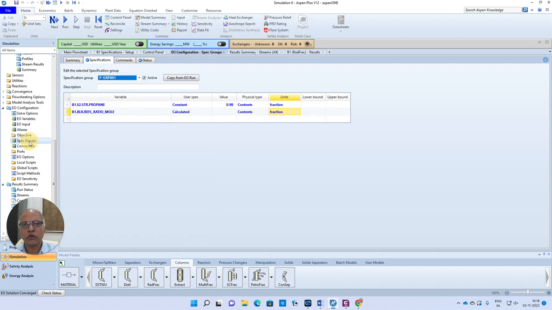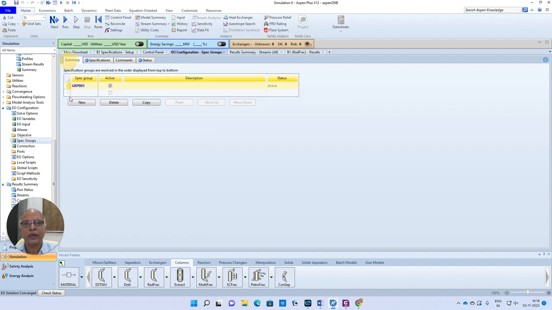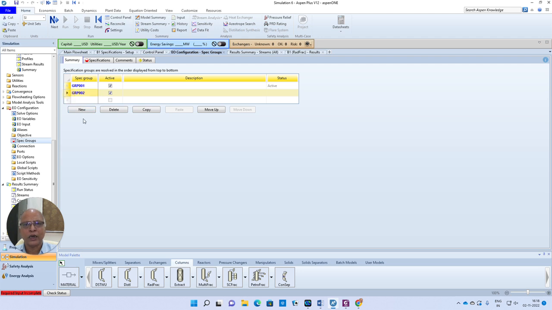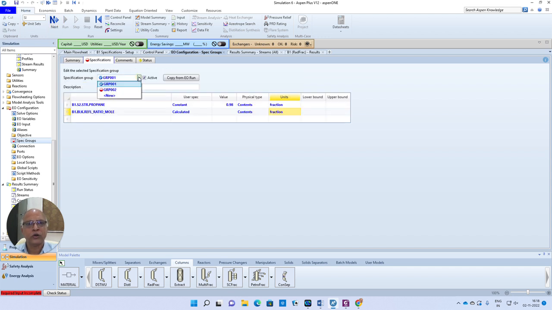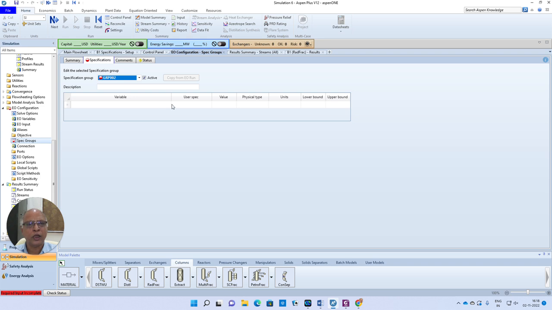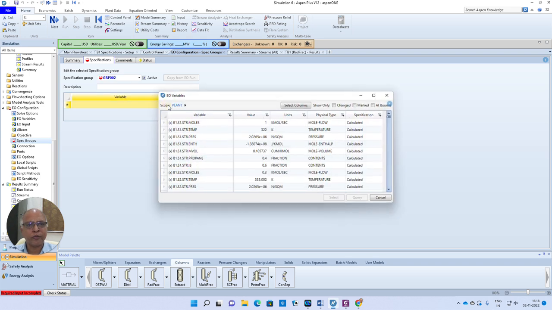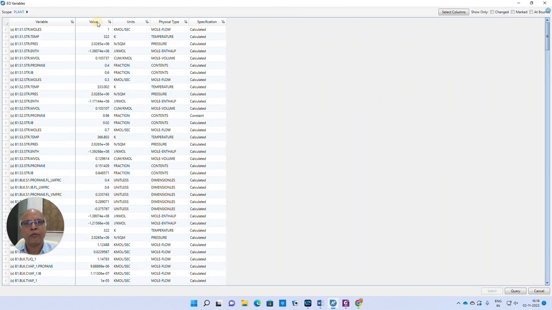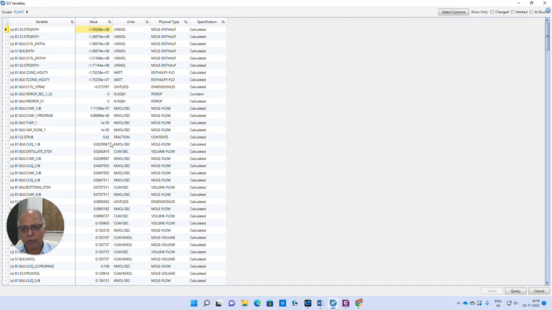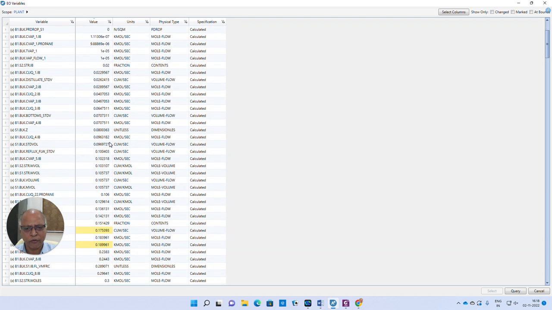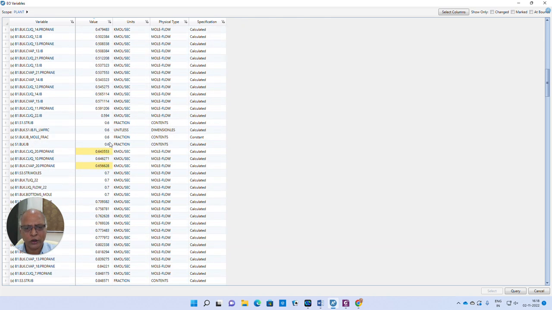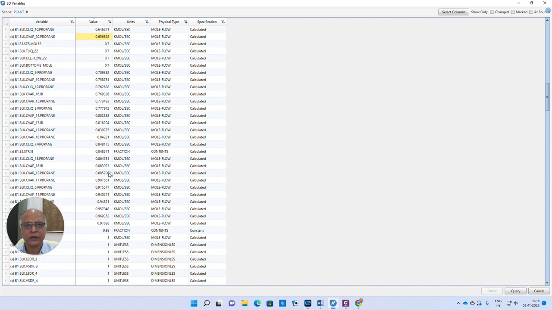So I'll go to spec group, say new. I am going to create another spec group in order to address the second requirement with respect to the purity of the bottom product. Say new. You need to select the second spec group. Now, once again, as we did with respect to propane mole fraction, we wanted to calculate the isobutane mole fraction in the bottom product. I think we were getting that at around 0.84 or so from the previous results.